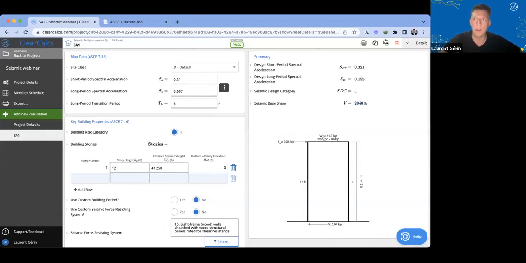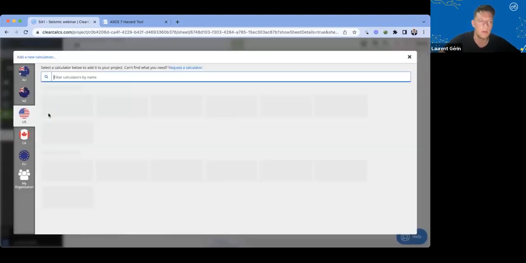So now I'm going to do this a little quickly, just in the interest of time. If I wanted to bring this to my shear walls, what would I do? I'm going to create a new calculation.